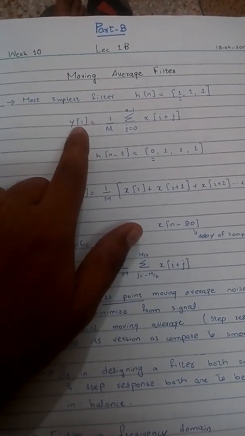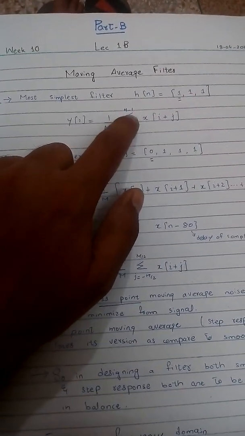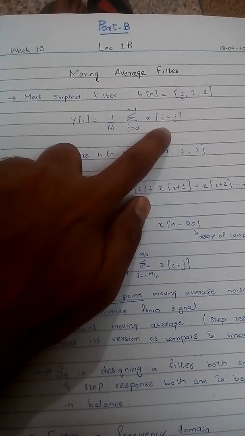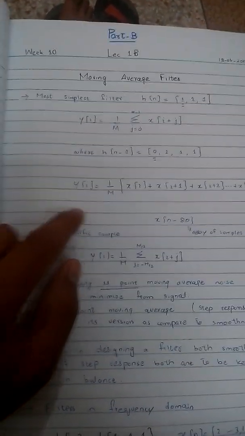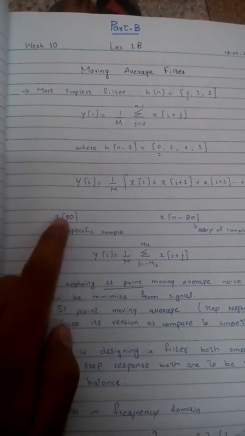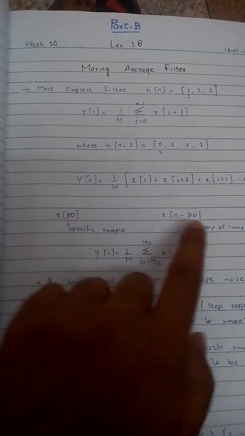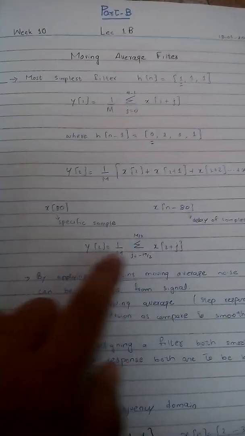Here you can see the formula of y of i, the output: 1 over M, the total value, summation with j from 0 to M minus 1 of x of i plus j, and then you get the series of the response. There are two kinds of samples that will be found. One is a specific sample like x of n, and the other is a delay, because there is a minus sign, and minus 80 means that there is a delay in the sample.